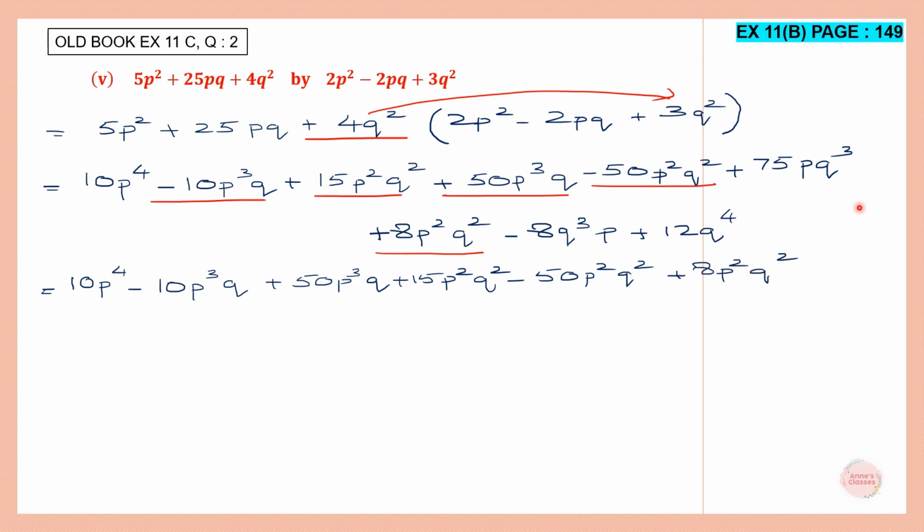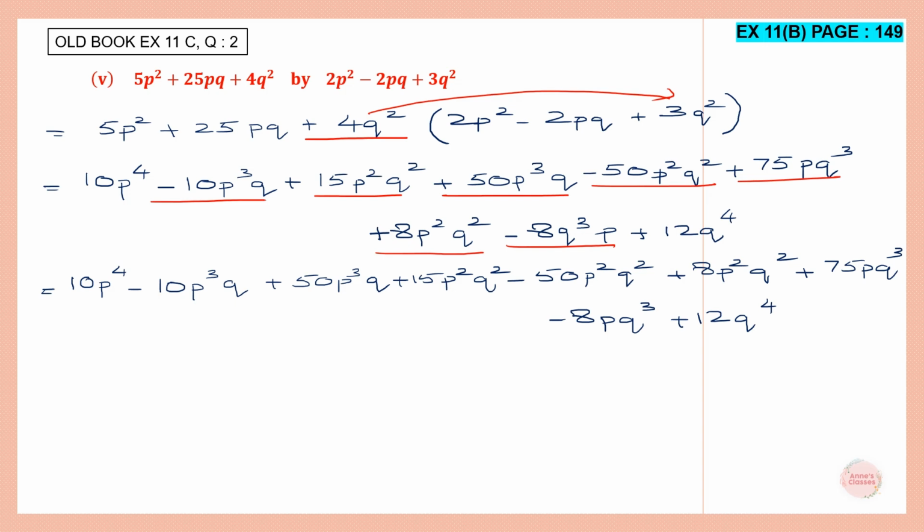Then the next one here is p q to the power of 3. So here let's look and see. Here also we have p q to the power of 3. So let's write those two down. So that will be 75 p q to the power of 3, and this one also here. These two. So that is minus 8 p q to the power of 3. I've just changed the order. And the last one is 12 q to the power of 4. So let's write that plus 12 q to the power of 4.